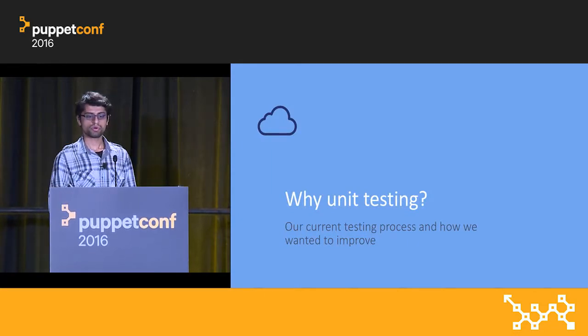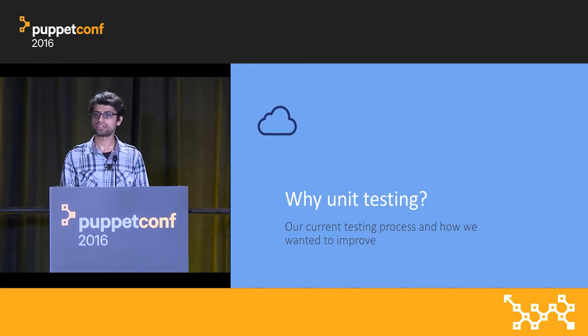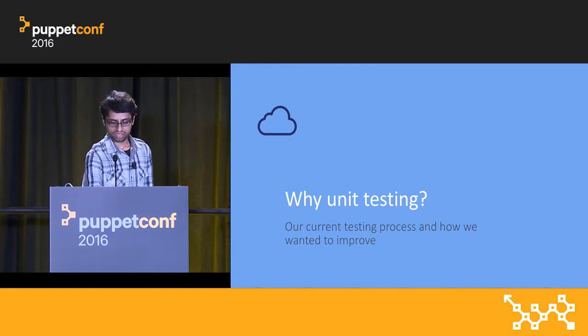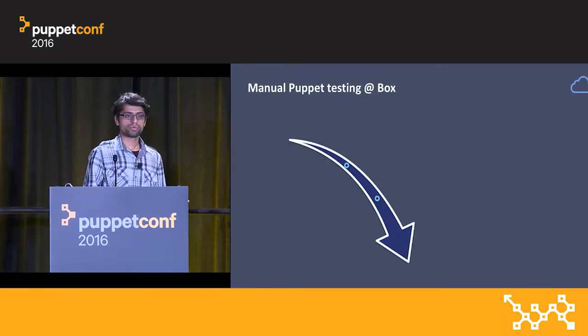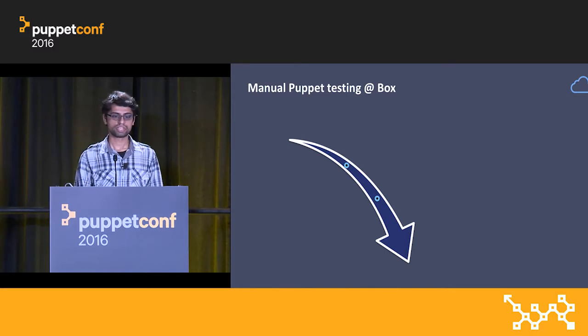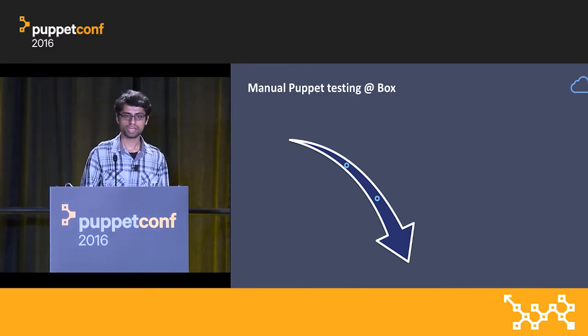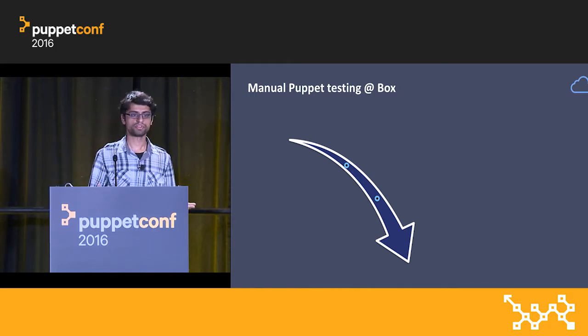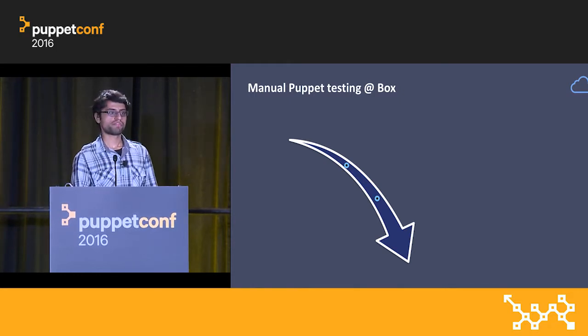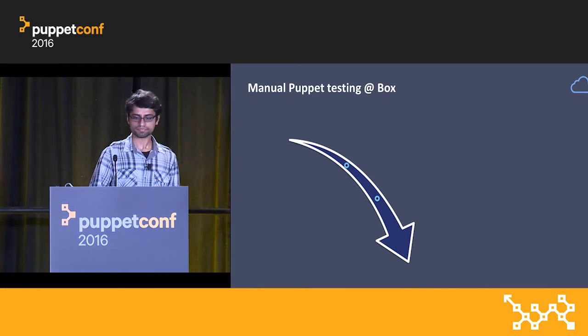So let's talk about why we chose to invest in unit testing. To start with, I will take you through a manual testing process that a box engineer follows to test their Puppet change. This is before they push their change up for review. This is when they want to verify that the change is what they expect.